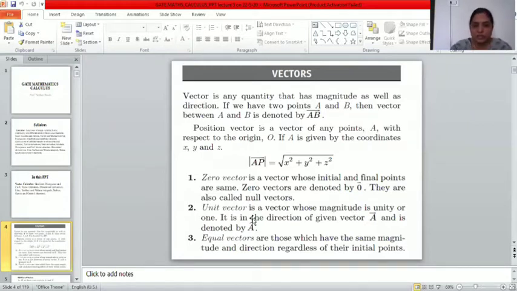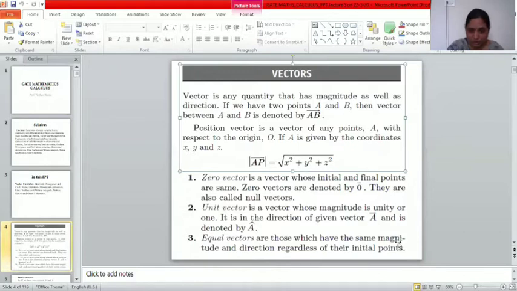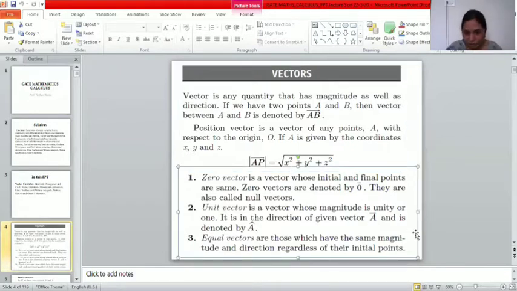Next is unit vectors. A unit vector is a vector whose magnitude is unity or 1. It is in the direction of the given vector A bar and is denoted by A cap. That is called a unit vector. A unit vector is denoted by A cap on the vector. And how is it defined? A cap is defined as A bar upon modulus of A bar. We know how to find the modulus. If we have A bar, then A cap is defined as A bar upon modulus of A bar.